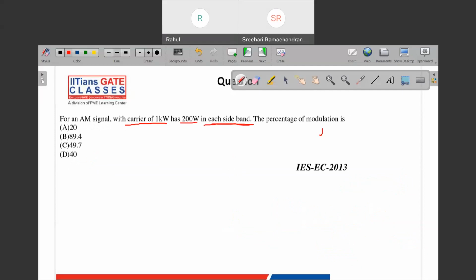Okay, mu. Now first, we will use this formula that efficiency is equal to mu square divided by 2 plus mu square. For that we need to find out what the efficiency is. The carrier power is given and it is written that each sideband has 200 watt. That means the upper sideband has 200 watt as well as the lower sideband has 200 watt. So your message power will become 400 watt, and then the carrier is 1 kilowatt.